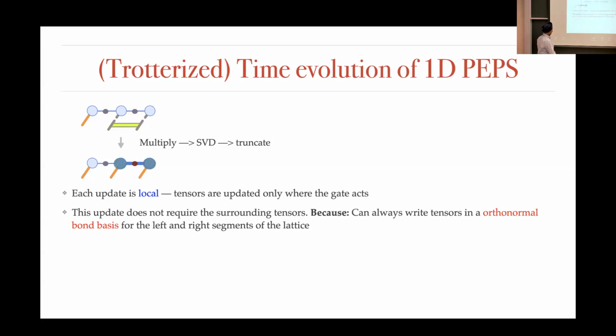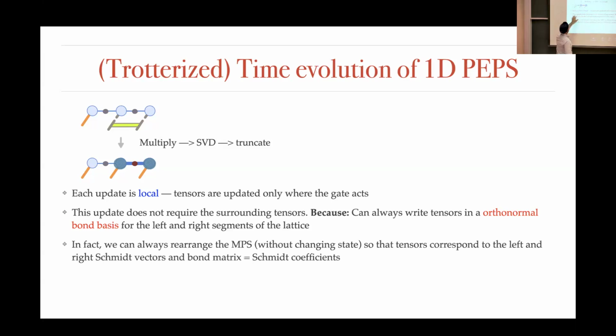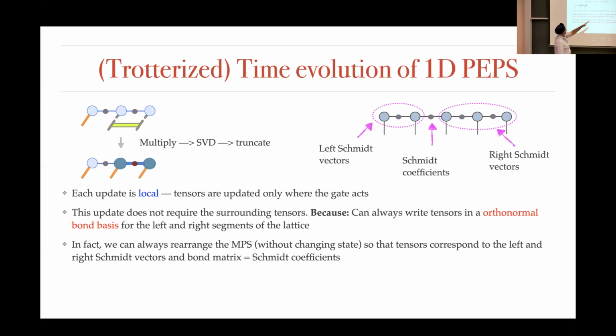The reason for this is a bit technical, but I'll just say it here for completeness. It's because these tensors can be written in an orthonormal basis on these bonds for the left and right segments of the lattice. So that lets you ignore the rest of the lattice when you're doing these local updates. In fact, we can rearrange these tensors in some way without changing the state, so that the tensors of this decomposition actually correspond to the Schmidt decomposition of the state. The picture is roughly like this. You take any bond, all the tensors to the left of it, you can multiply them and you get the left Schmidt vectors, similarly on the right. And this matrix now actually corresponds to the Schmidt coefficients.